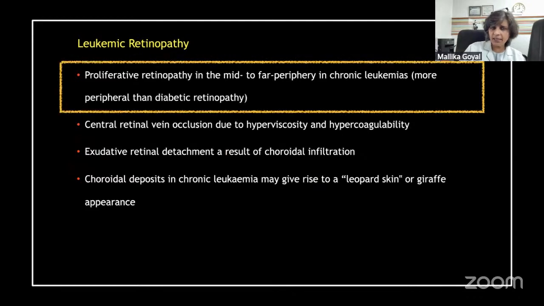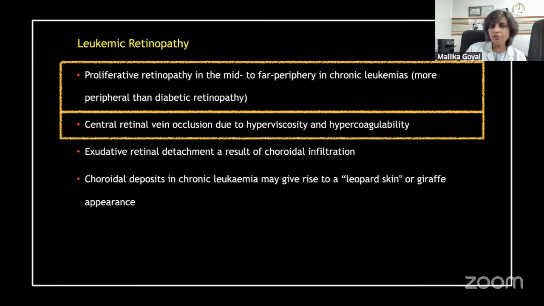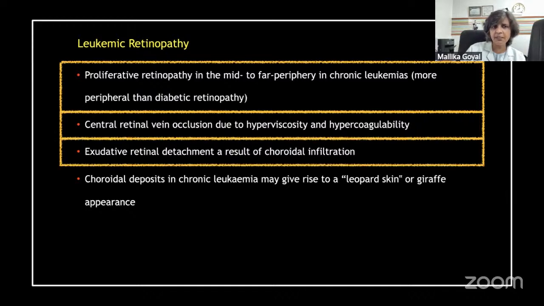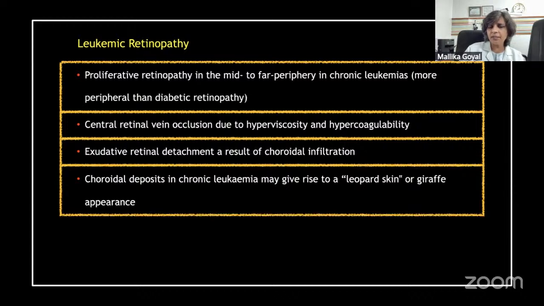Proliferative retinopathy can happen from non-perfusion, but this is more often in the periphery, unlike diabetic retinopathy, which causes proliferative retinopathy at the posterior pole. Central retinal vein occlusion can be seen due to the hyperviscosity and hypercoagulability, and exudative retinal detachments as a result of choroidal infiltration. Choroidal deposits can give rise to a leopard skin or a giraffe appearance.